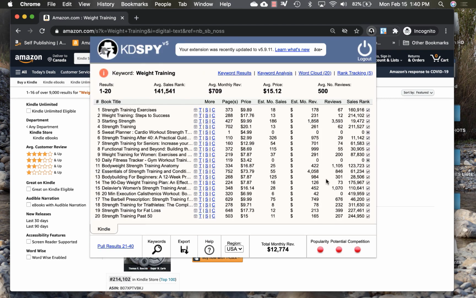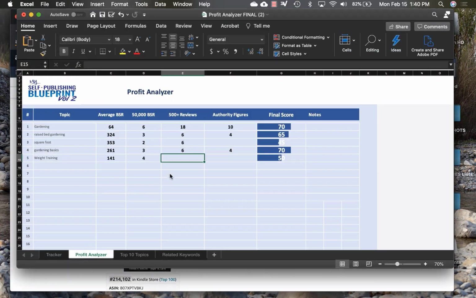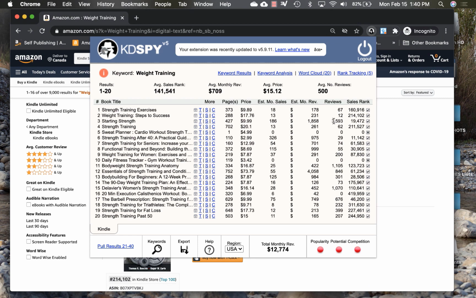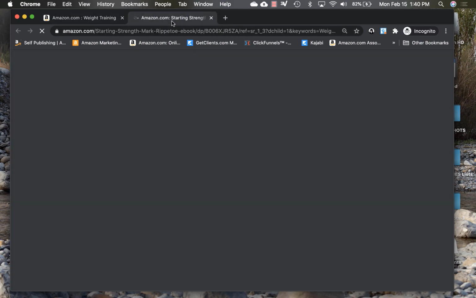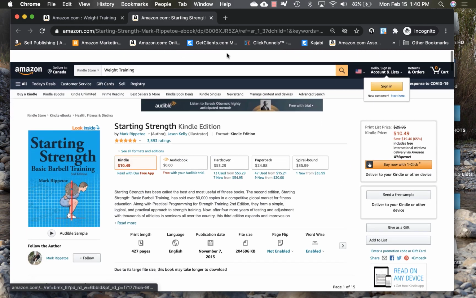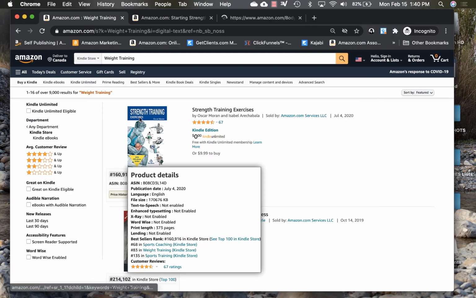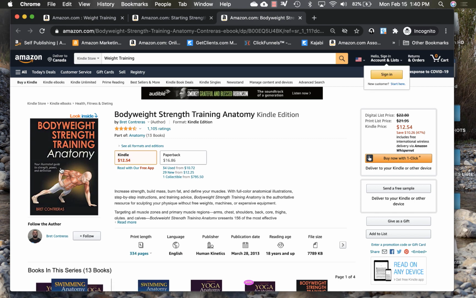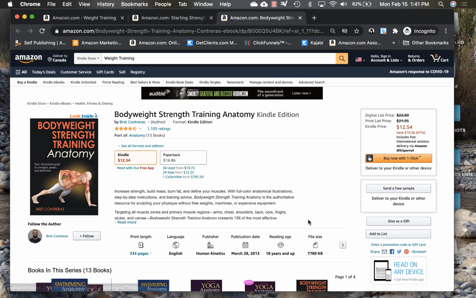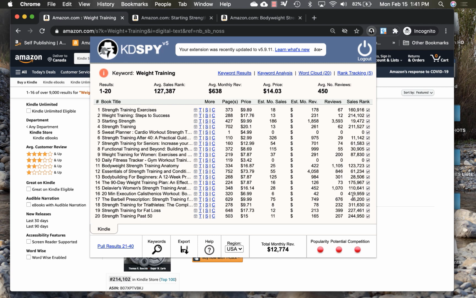1, 2, 3, 4. So 4. And then the last one is authority figures. I think it's just this one. All right, let's take a look who that is anyways. Okay, so that's 1. That might actually be a textbook. Maybe not. Okay. All right. So really just one authority figure and just other authors who have been doing well in terms of gathering reviews. So 1.